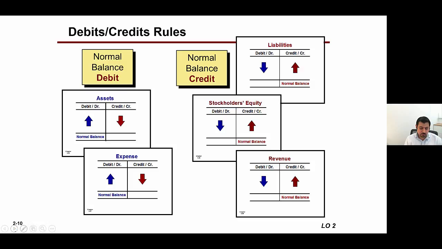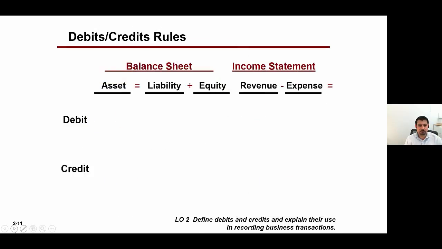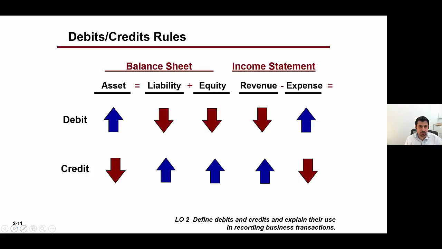Here is just a summary of all these accounts that we have been talking about. This one also shows the accounts of the balance sheet and the income statement. When we debit an asset, it increases. When we debit liabilities or equity, they decrease. When we debit an expense, it will increase. Dividends also would increase. Credits are the opposite.